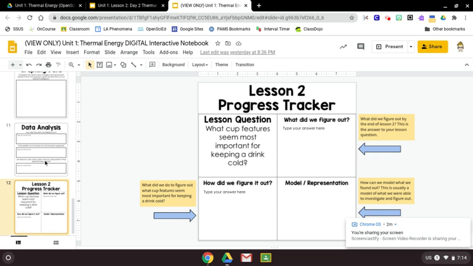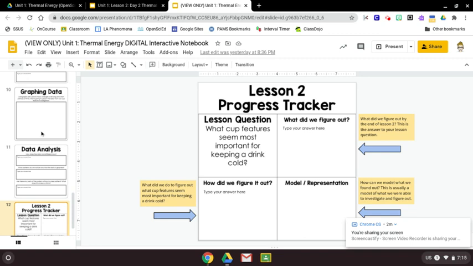Okay, so those are your 3 slides for today. We're looking at our data a little differently. We're analyzing the way the new data looks, and then we're wrapping up our lesson with our model tracker.